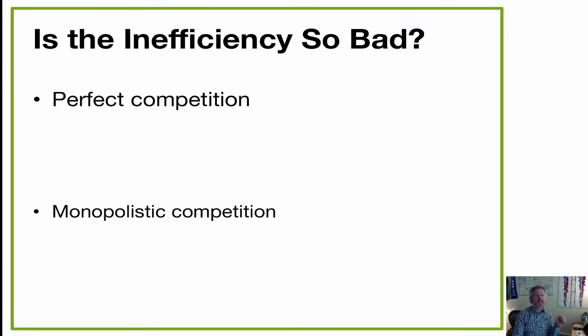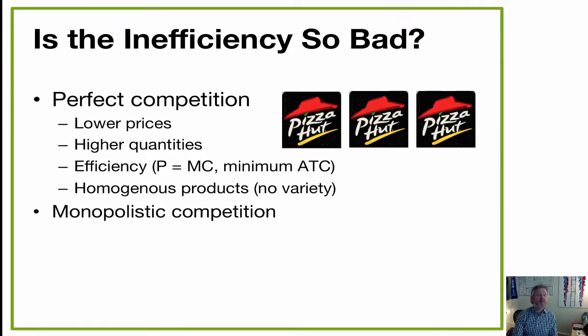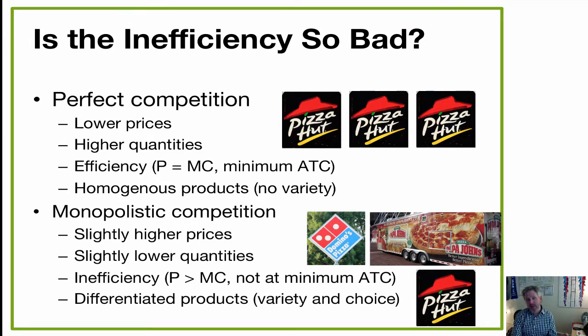So is the inefficiency so bad here? Well, perfect competition gives us low prices, high quantities, price equal to marginal cost at the minimum average total cost curve. So we get efficiency, but we get homogeneous products without a whole lot of variety, all right? With monopolistic competition, prices might be higher, quantities might be lower. We do get an inefficiency because price is greater than marginal cost and it's not at the minimum of the average total cost curve, but we get choice, we get variety because firms are trying to compete with one another to convince you that their product is not just like everyone else's, all right?